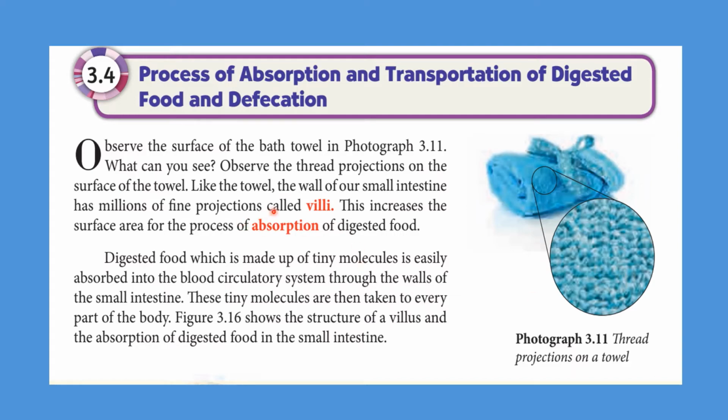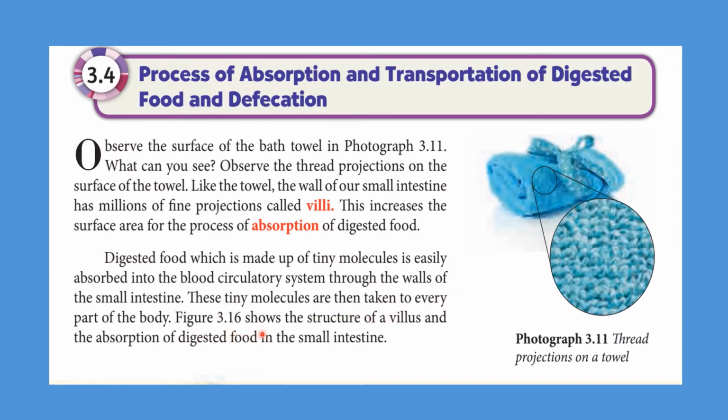Like the towel, the wall of our small intestine has millions of fine projections called villi. This increases the surface area for the process of absorption of digested food. Digested food, which is made up of tiny molecules, is easily absorbed into the blood circulatory system through the walls of the small intestine. These tiny molecules are then taken to every part of the body.